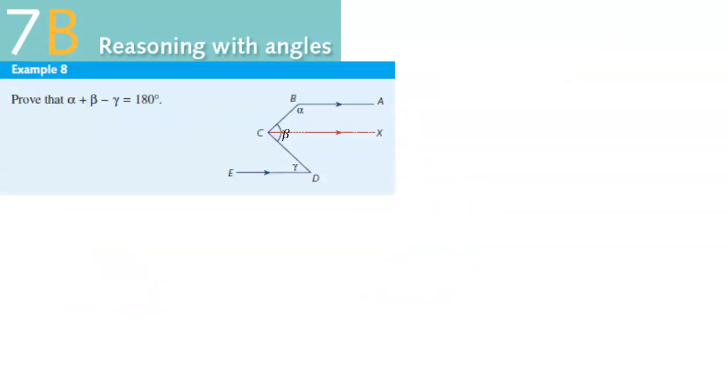Okay, so here I've got another similar question where I've got a kind of zigzag going on, and to make the question easier, I've introduced a third parallel line. So here I can say that angle XCD equals gamma. Here and here we've got parallel lines, we've got the transversal here, CD, and these are on alternate sides of my transversal.